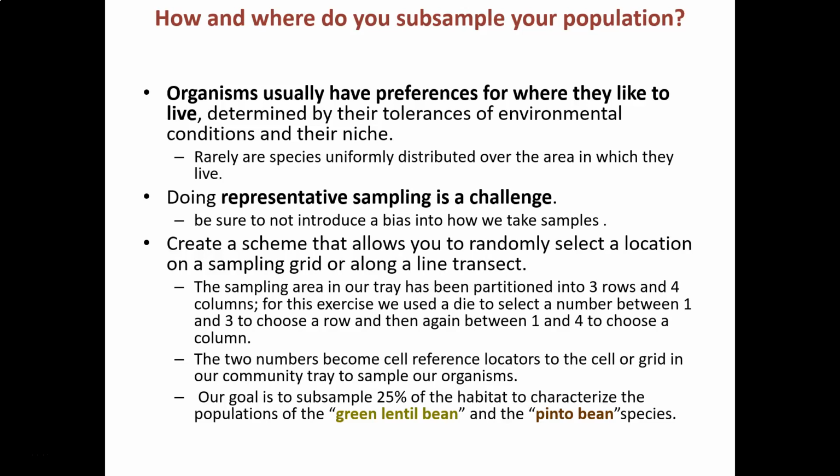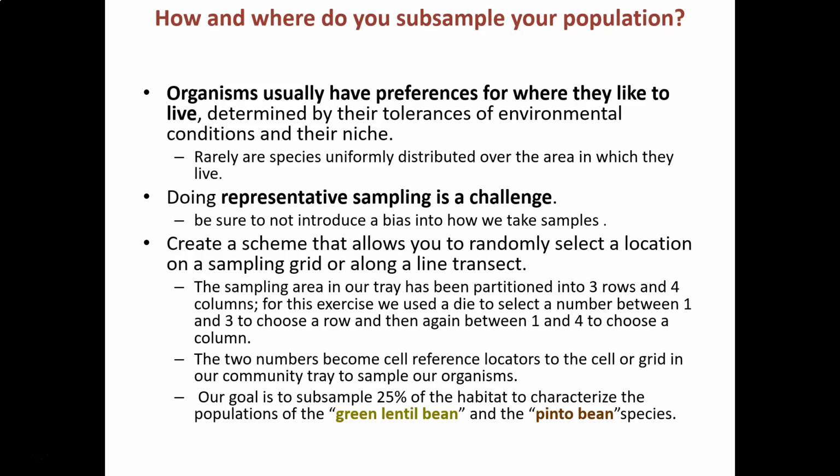Because there is variable environmental tolerance and preference among different species, rarely would you ever encounter a particular species being uniformly distributed across a particular habitat area. Because of that, when you sample, your samples should be representative of the population. In other words, you should avoid biases in your sampling design and sampling protocol. So when you do a survey, you need to create a sampling method that allows you to randomly select a particular location in an entire habitat area.